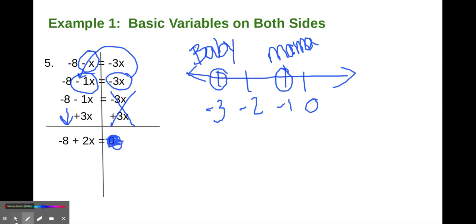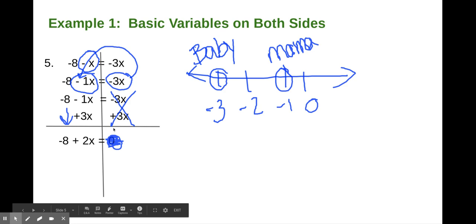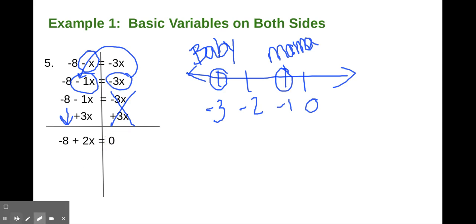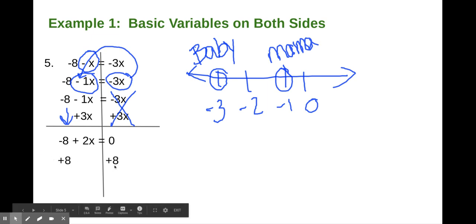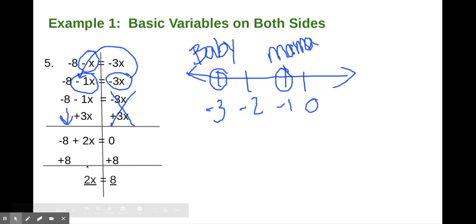Okay? Now this might be a little confusing, so I'm going to show you something here after I finish this problem. Okay, so my point here was make sure you put the 0 there. Okay? So this is a two-step equation from this point. So you're going to add 8 to both sides, bring down your 2x, so 2x equals 8.